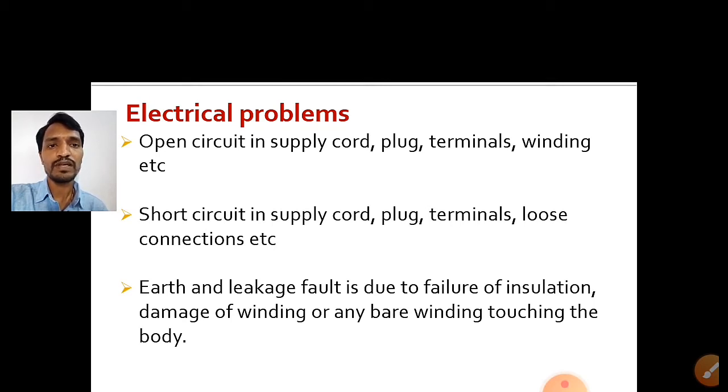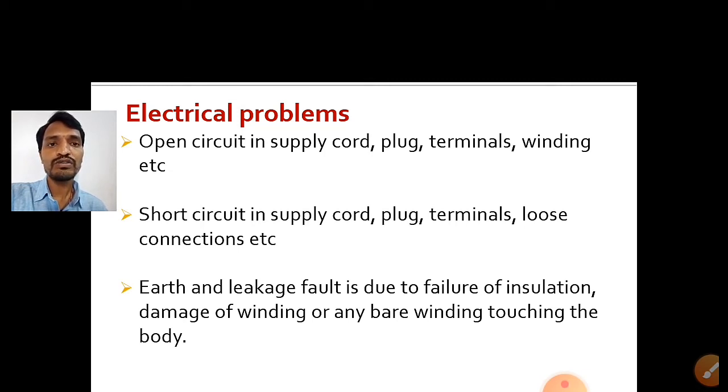Inside the appliance, if the winding is bare, that is without insulation, or the insulation has failed, and it touches the body of the electric appliance, we get a shock. For example, our electric iron box. So these are the problems we are going to face in our motorized appliances in the category of electrical problems.